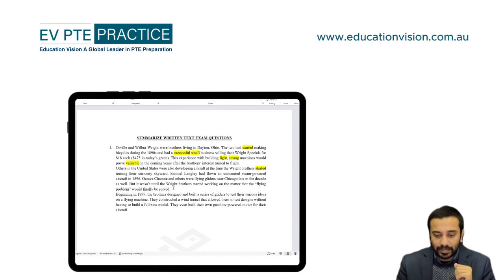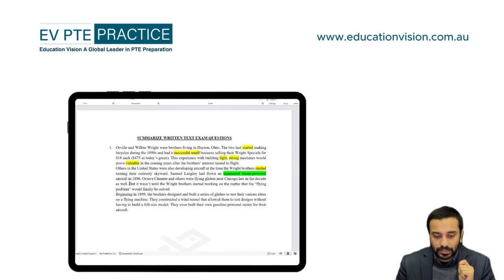Carrying on. Samuel Langley had flown an unmanned steam-powered aircraft in 1896. I would not choose anything from here. If you would want, so what sort of aircraft is it? Unmanned steam-powered. You could choose it, but this is just my preference that I would not choose it. I would only choose that sentence when I'm 100% sure. Next sentence. Octave Chanute and others were flying gliders near Chicago late in the decade as well. Again, nothing is important over here.